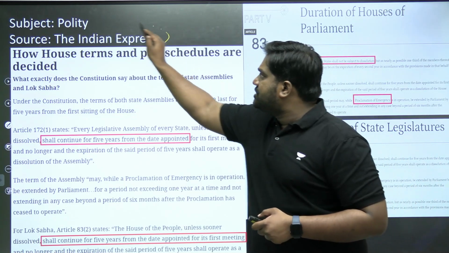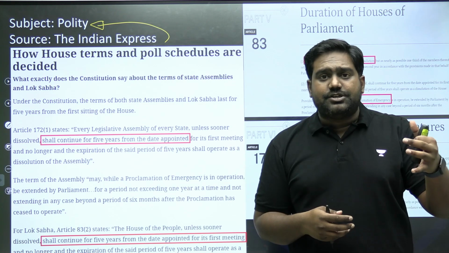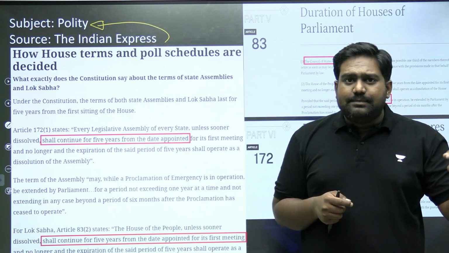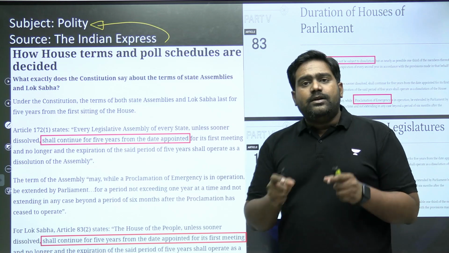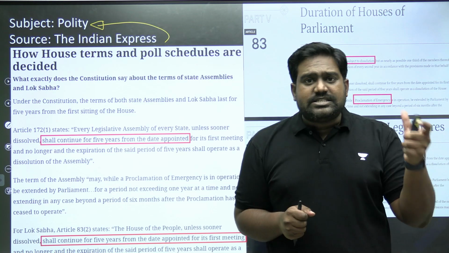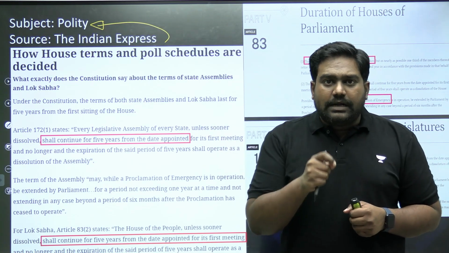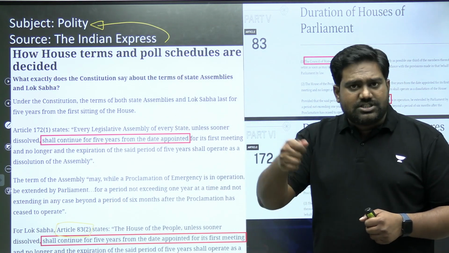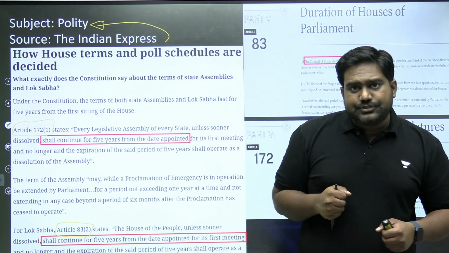This topic is in news because the Election Commission has announced the election schedule, not just for general elections across the country, but also a few state assembly elections have been announced. For example, the assembly elections for Sikkim and Arunachal Pradesh. So in this context, we have to understand what is the duration of the houses of the Parliament, that is the Lok Sabha in particular, and the state legislature. These provisions are contained in our Constitution itself under Article 83 with regard to houses of Parliament, that is Lok Sabha and Rajya Sabha, and under Article 172 with regard to the state legislatures.